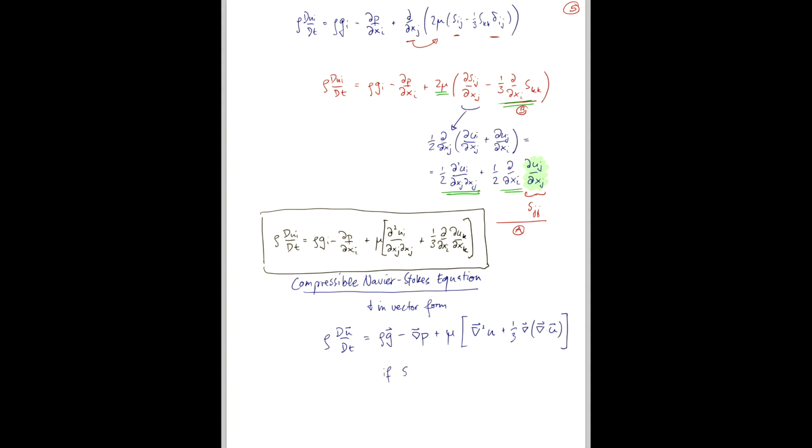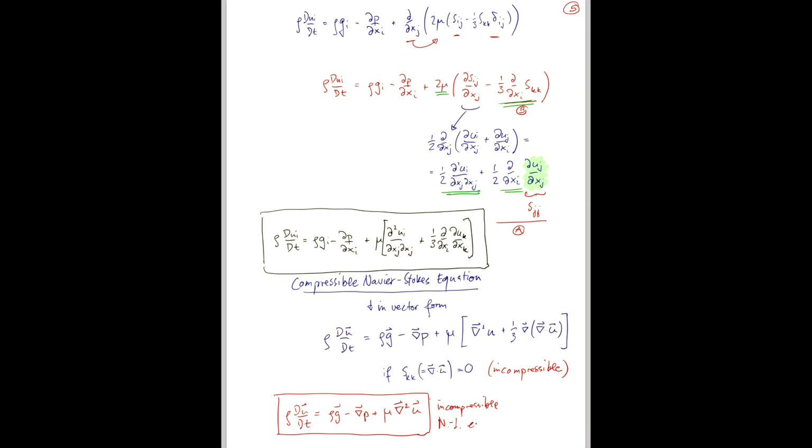And if Skk, which is equivalent to the divergence of U, is 0, then we have an incompressible flow, and our incompressible Navier Stokes equation is simply given as rho du dt... So this is our incompressible Navier Stokes equation. So let's count our unknowns.